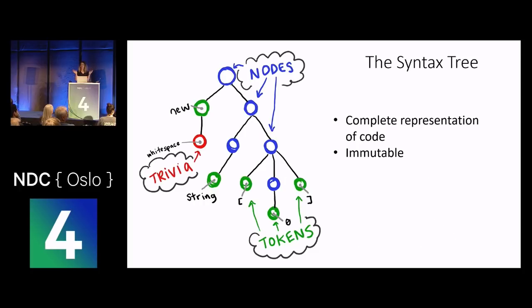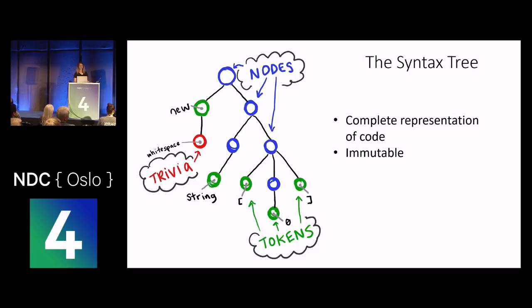So the syntax tree API. This is my rough sketch of a syntax tree to make it as less scary as possible. A syntax tree has nodes. Nodes represent syntactic constructs like declarations, expressions, etc. And then you have tokens, which are these green things. Tokens are keywords, literals, identifiers, what have you.